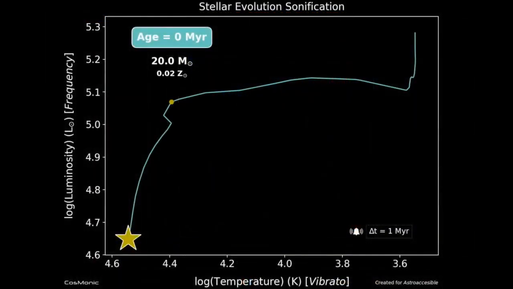The luminosity is mapped by the frequency, so higher frequency stands for higher luminosity, while the temperature is mapped by the vibrato. The vibrato is an effect consisting of a regular pulsating change of pitch. So, the higher the rate of the vibrato, the higher the temperature of the star, while a lower rate of the vibrato represents a cooler star. The evolution in time, the passing of time, is represented by the sound of a bell.